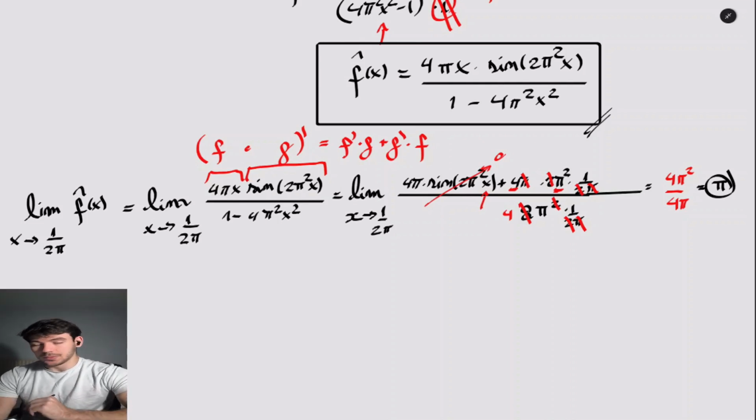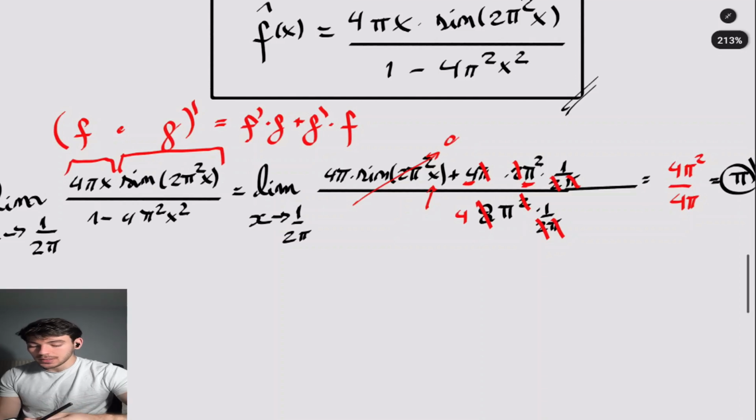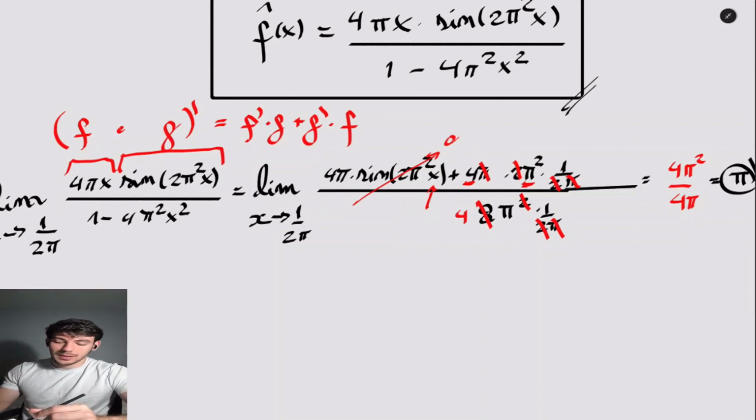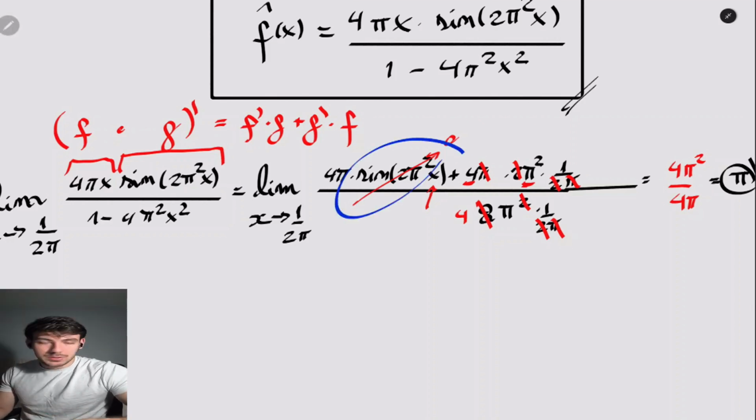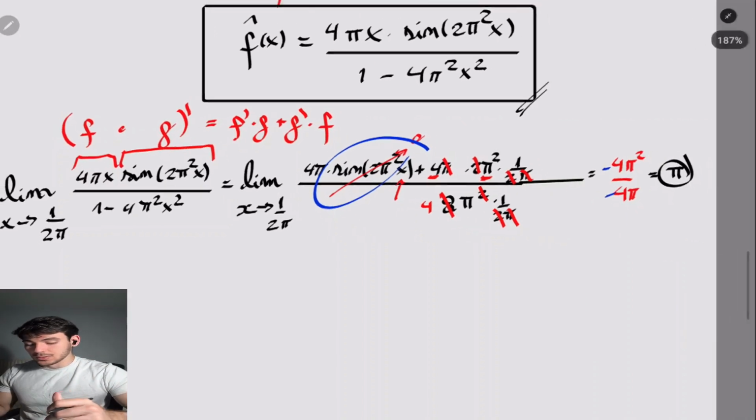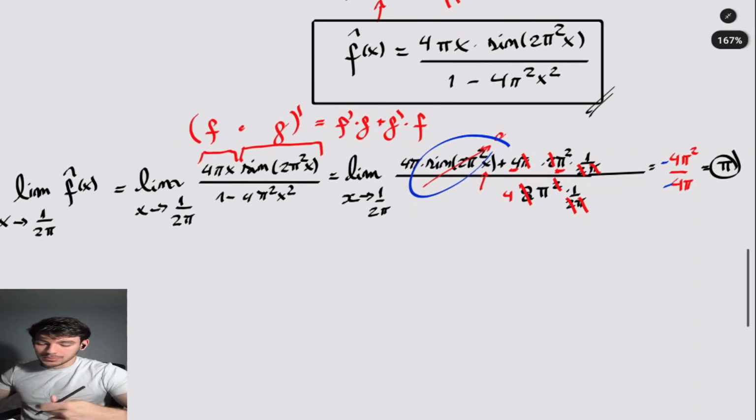And the logic is the same if you make the x tend to minus 1 divided by 2 pi. Actually, the application of L'Hopital is the same. You're just gonna substitute a different value for x, so minus 1 divided by 2 pi. This sine here will go to 0 as well because sine of minus pi is also 0. And here you'll have minus 4 pi squared divided by minus 4 pi, but you'll reach pi once again. So yeah, in order to save a little bit of time, I'm not doing the calculation again, but it's literally the same.